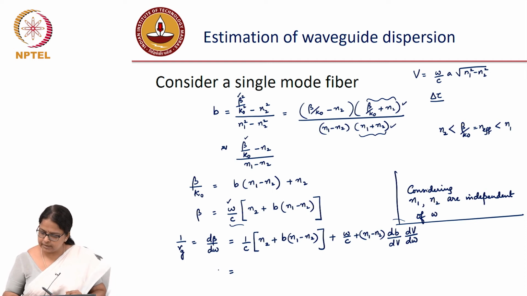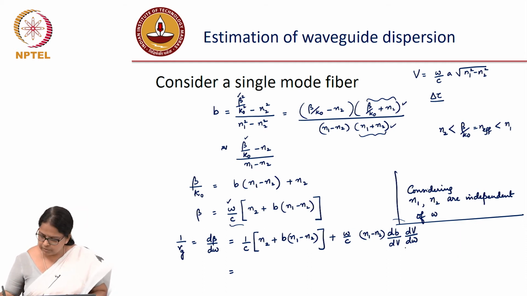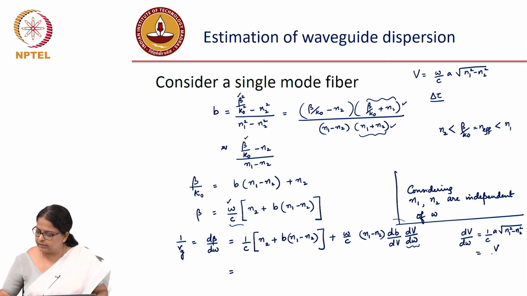Now, can I simplify this? Well, there is no omega c plus, it is omega c times actually. So, before simplifying, let us calculate what is dv by d omega. I have v as a function of omega. So, dv by d omega, first derivative is just 1 by c a root of n1 square minus n2 square. A is core radius, that is not going to be dependent on omega, and n1 and n2 I have already said it is independent of omega. So, my dv by d omega is nothing but v over omega.